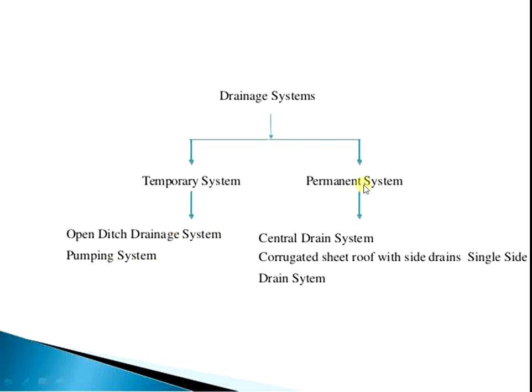And in the permanent system, we have to construct the central drain system. And second, the corrugated sheet roof with the side drains, single side drain system.